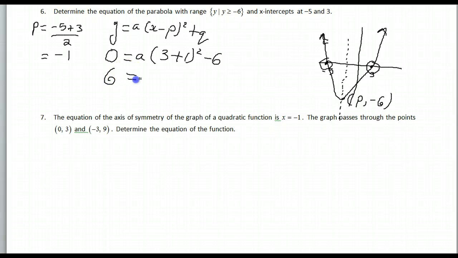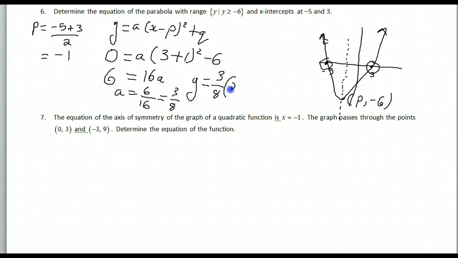Okay, so let's add 6 to both sides. Let's square 3 plus 1, which is 4, squared is 16. So a will be 6 divided by 16, which reduces to 3 over 8. And our equation will be y equals 3/8, that's the a value, x plus 1 squared minus 6.